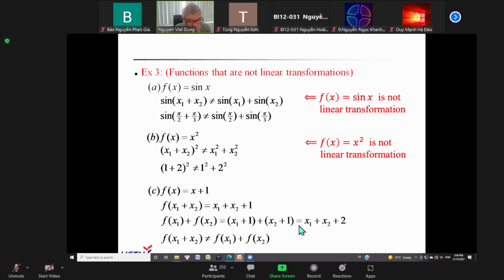The last example I want to insist on is, if you consider f of x equals x plus 1, then you can verify that.